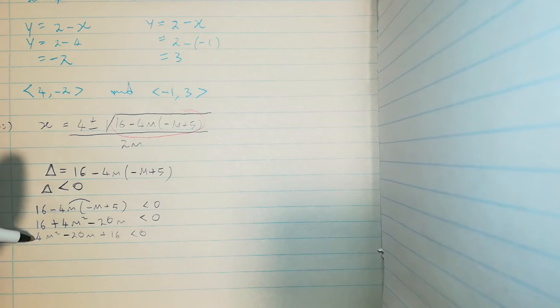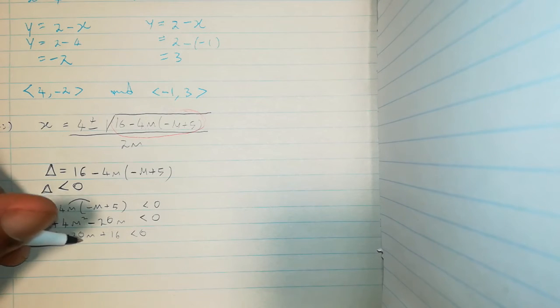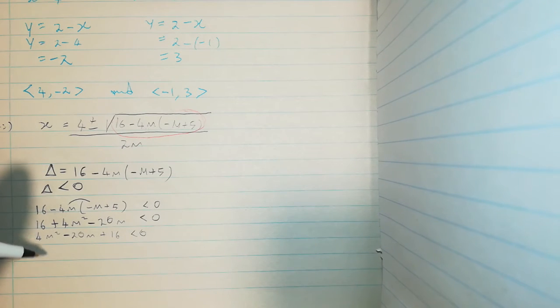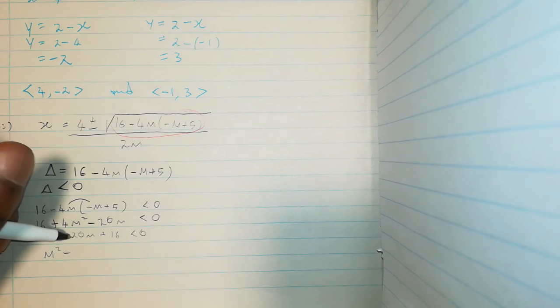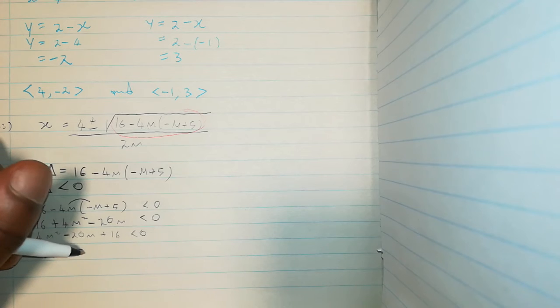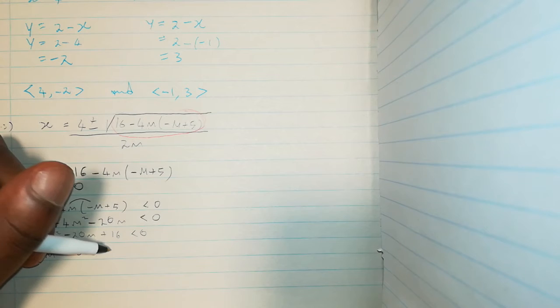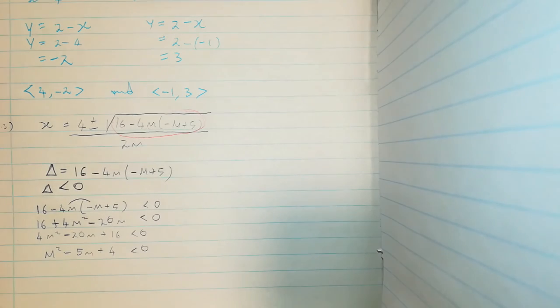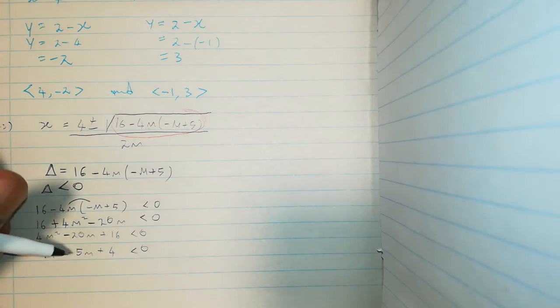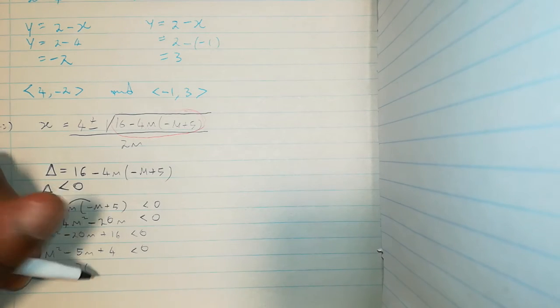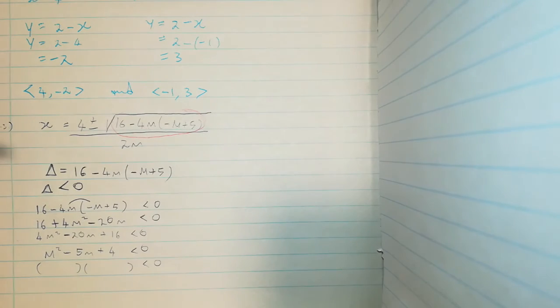So you need to divide this by 4. Each term is divided by 4 because there is a common factor. When we factorize this, we find the common factor, which is 4. Then m squared divided by 4 is m squared, dividing 20 by 4 gives 5m, and dividing 16 by 4 gives 4. Simple as that. Since it's a trinomial, you can factorize it.